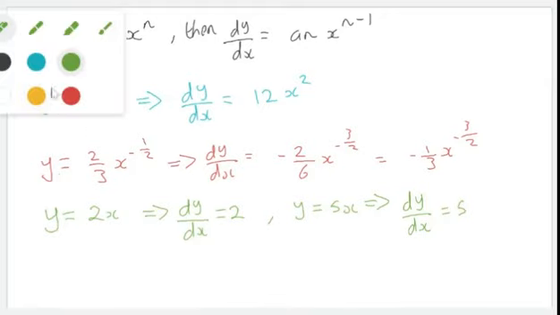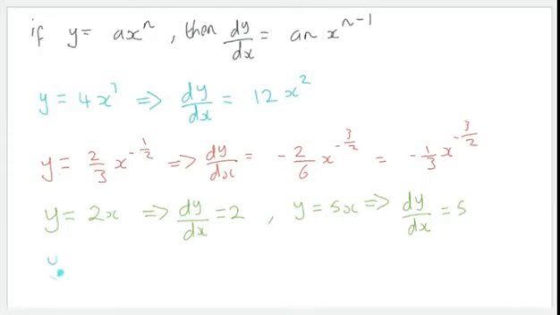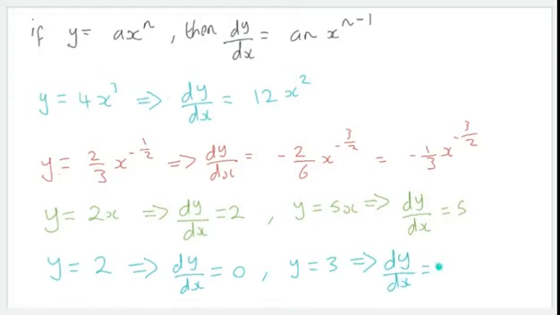And if y equals just a constant, let's say 2, that implies that dy/dx is going to be equal to 0. And if y equals 3, that implies that dy/dx is going to equal 0. So again, that's just a quick crash reminder starter.